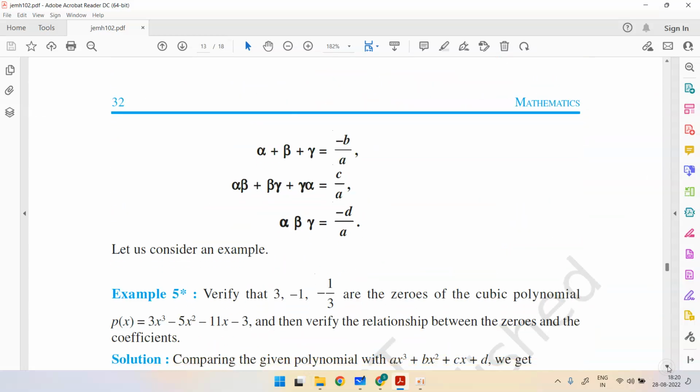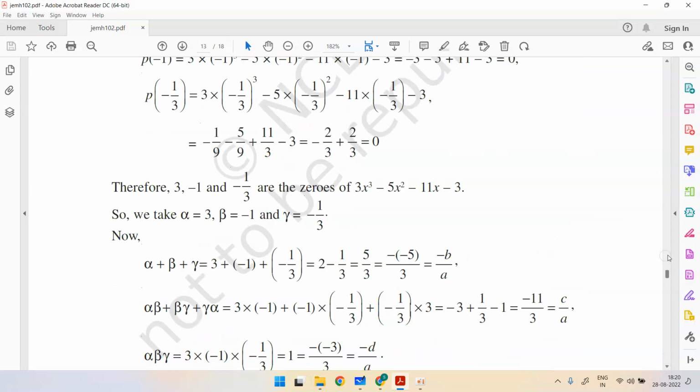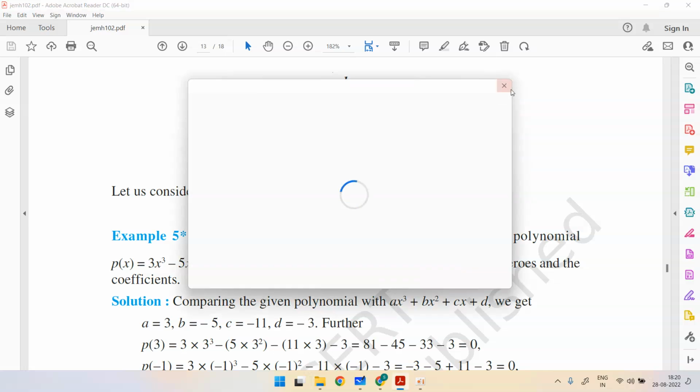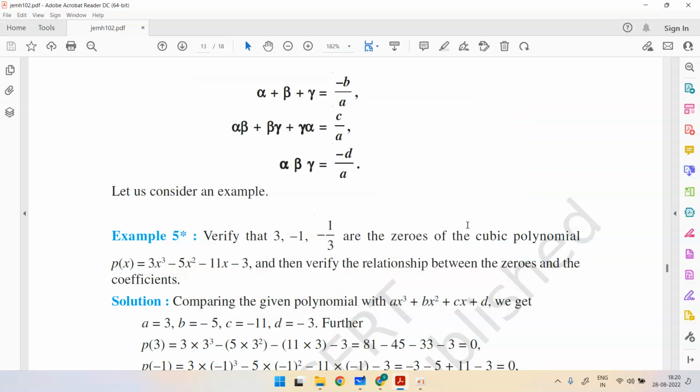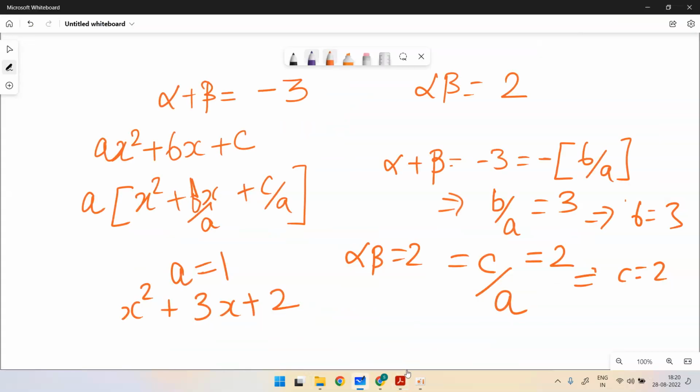Now this is a third degree equation. Verify that these are zeros of the cubic polynomial, and then verify the relationship between zeros and the coefficients. Now verify that these are zeros of this polynomial. So I need to teach one more thing.